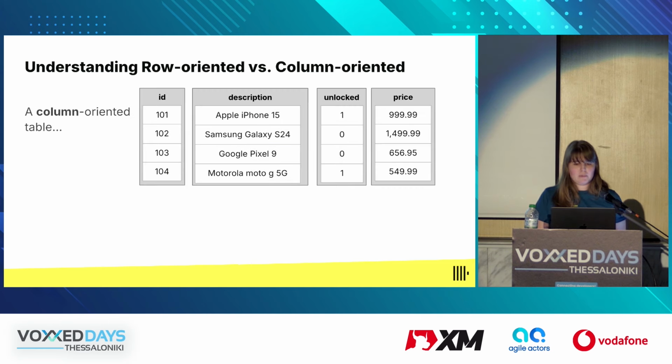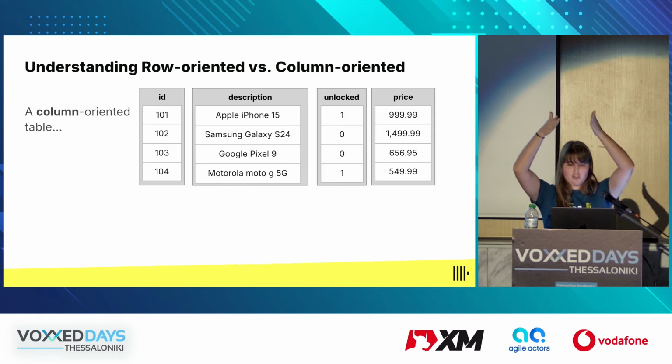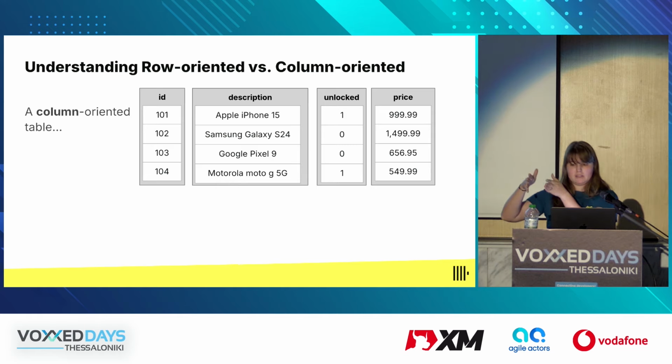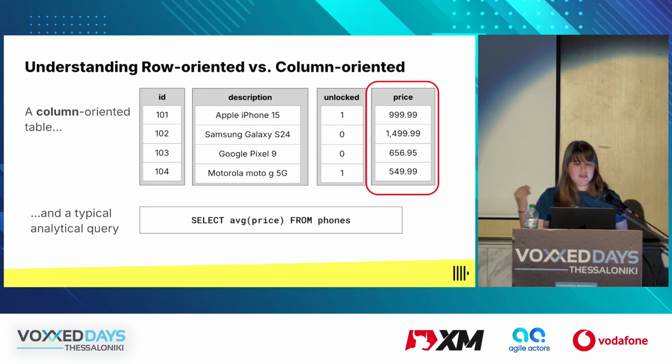A column-oriented table flips this around a little. You have an ID, but that's how it's all grouped together. So you have all your IDs together, you have all your descriptions together, and in particular on this set, we're also very keenly interested in all the pricing information being together. Because what that allows us to do is something like select the average price from all of the phones.